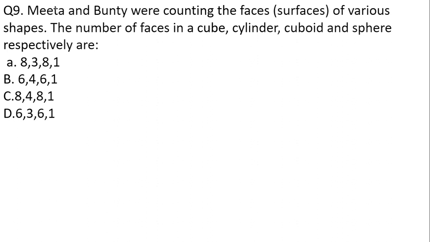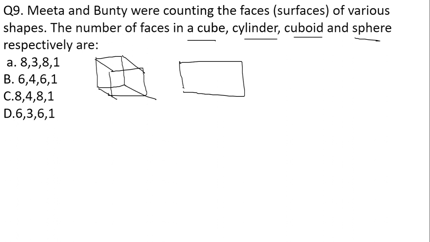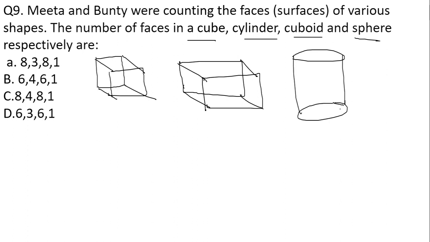Question number 9. Meeta and Bunty were counting the faces of various shapes. The number of faces in cube, cylinder, cuboid and sphere respectively are how much? Basically, we have to say how many faces cube, cylinder, cuboid and sphere have. We know in case of cube, there are total 6 faces. Similarly, in case of cuboid also, there are total 6 faces only. In case of cylinder, there are total 3 faces.